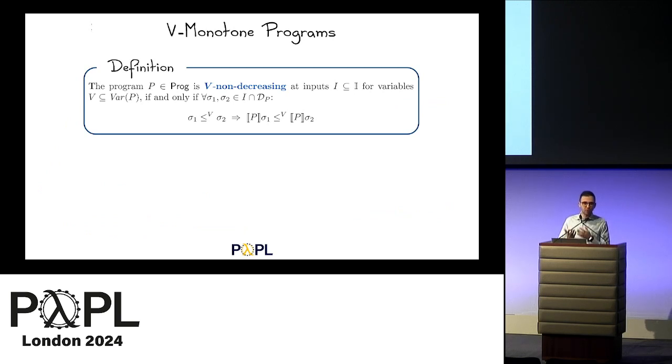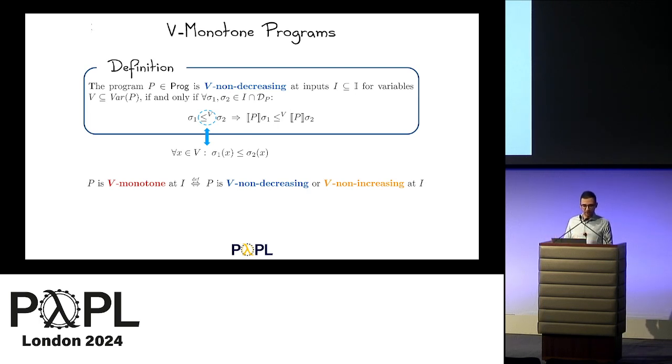So what we want to do now is, okay, we have a program, we have a set of variables, but maybe we are not interested in all the variables of the program, so maybe we just want to analyze a subset of the program variables. So in this case, we define what V-monotonicity is. We specify monotonicity over a set of variables V. And so we just consider the comparison between states only on the set of variables V. And we say that program P is V-monotone for the set V at an input I whenever the program is V-non-decreasing or V-non-increasing at I.